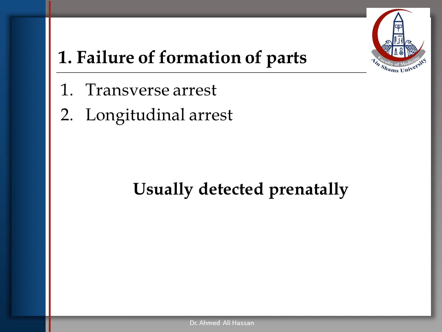The first type is failure of formation of parts. It's either transverse arrest or longitudinal arrest. Transverse arrest means the parts in the transverse axis of the arm have arrested development. In longitudinal arrest, the arrest appears in the longitudinal axis of the upper extremity. These anomalies are usually detected prenatally by sonar.